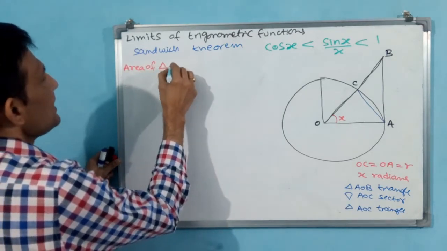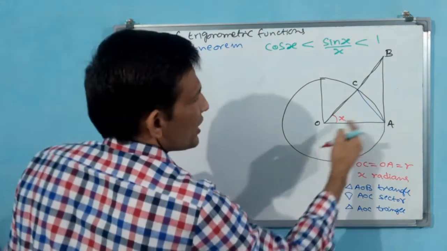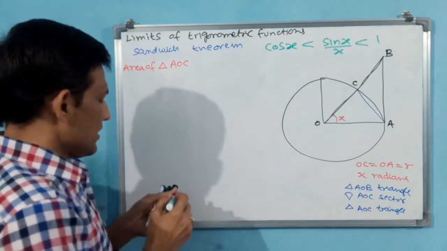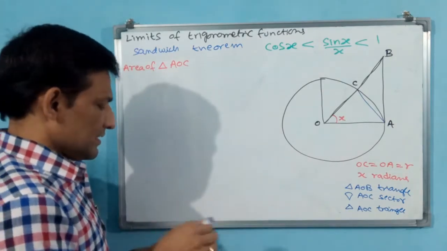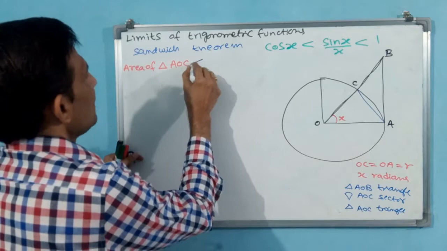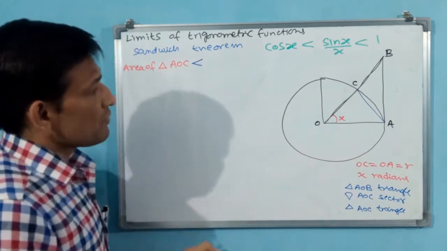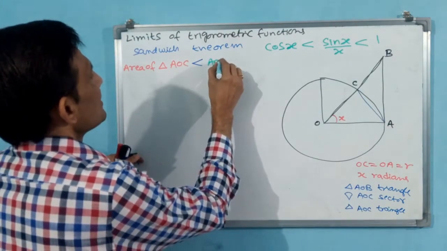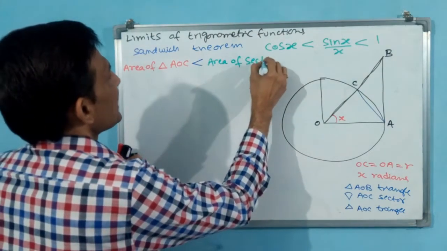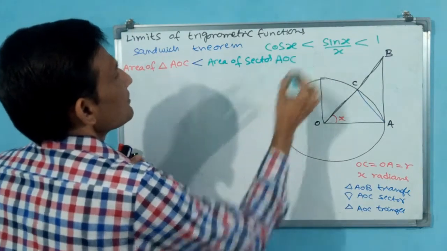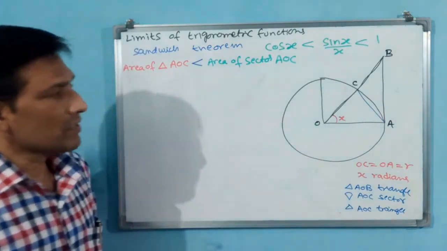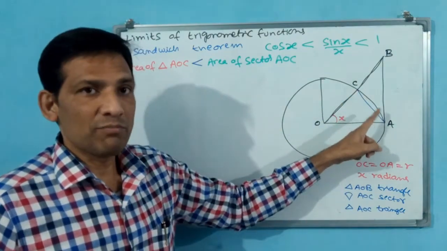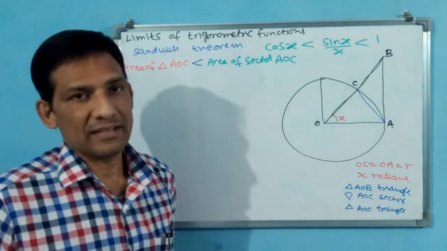Area of triangle AOC. Why? Because see, AOC, one triangle is there. That is smaller area. Like this I will keep a symbol: less than area of sector AOC. Is it okay? Why? Because area of sector is greater than area of triangle AOC. Both are AOC only, but triangle versus sector.